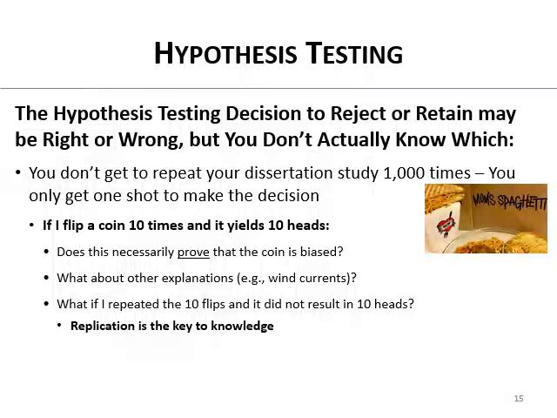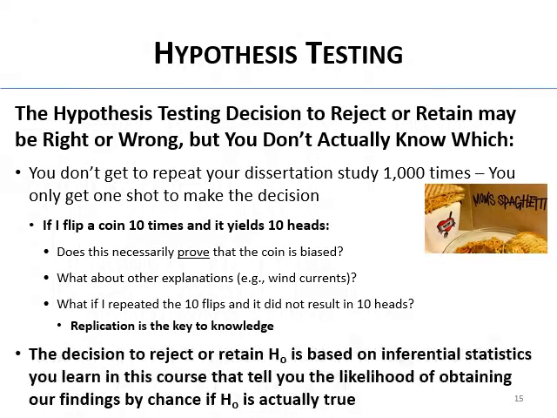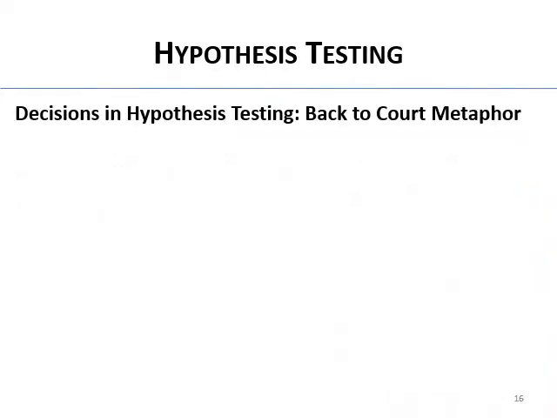And that goes back to week 1, lecture 1, right? So our decision to reject or retain the null is based on inferential statistics you learn in this course. And they tell you the likelihood of obtaining our findings by chance if the null is actually true. That is a wrap.